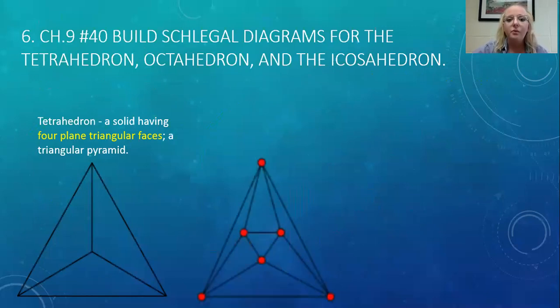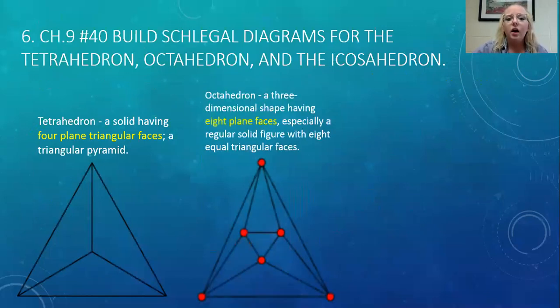Okay, next we got to make an octahedron. Octo means 8. So at the beginning we know that we have to have a figure with 8 faces on it. And it says especially a regular solid figure with 8 equal triangular faces. So we know that these have to all be triangle faces. So we're going to count those. This is 1, 2, 3, 4, 5, 6, 7.